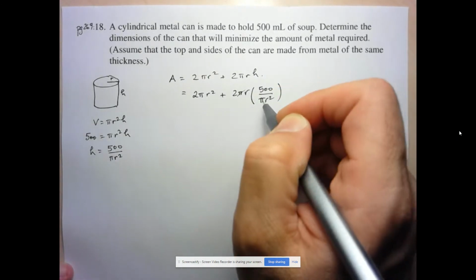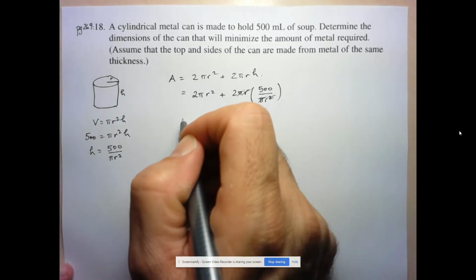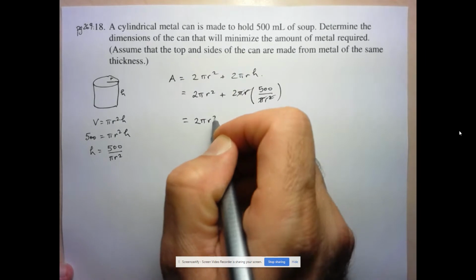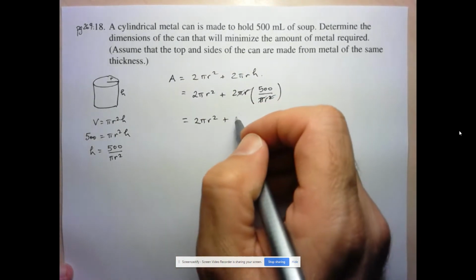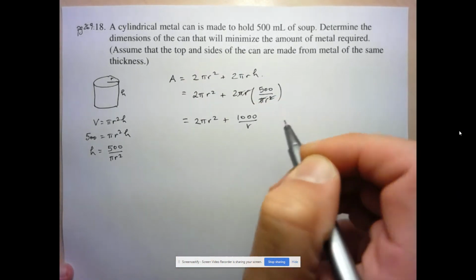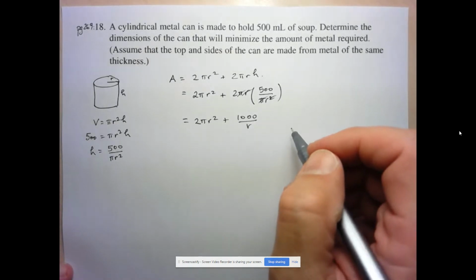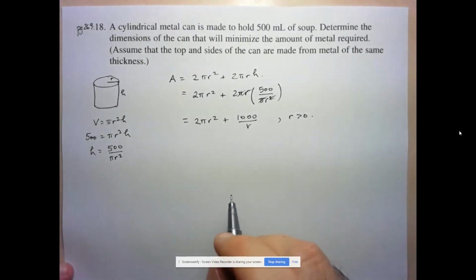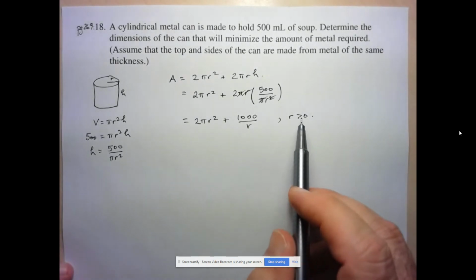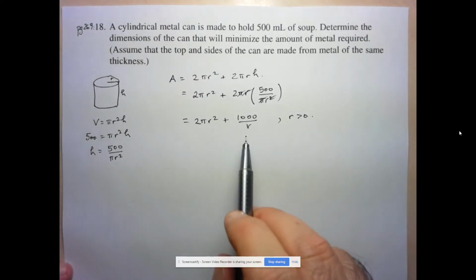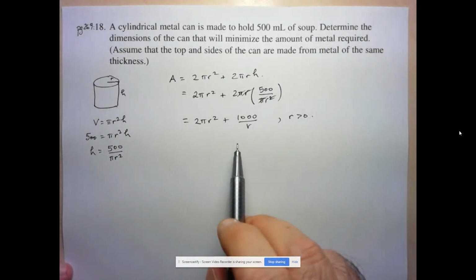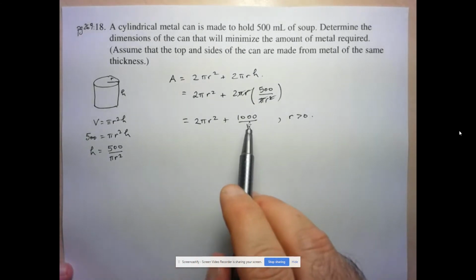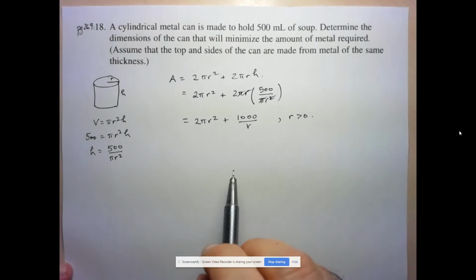Got a little reducing that goes on, and so our final function for the area is 2 pi r squared plus, we're left with 1,000 over r. And here we know for sure that r has to be greater than 0. So now I notice that I'm not working with a closed interval, so I'm going to have to show that what I get does indeed give me a minimum value.